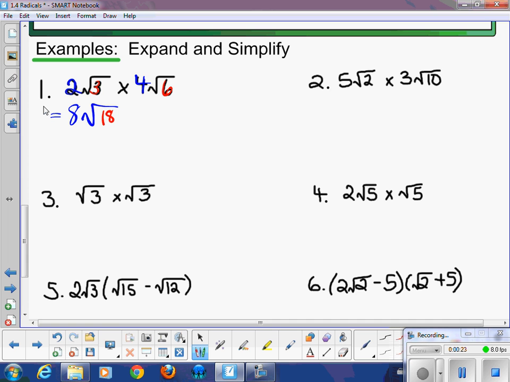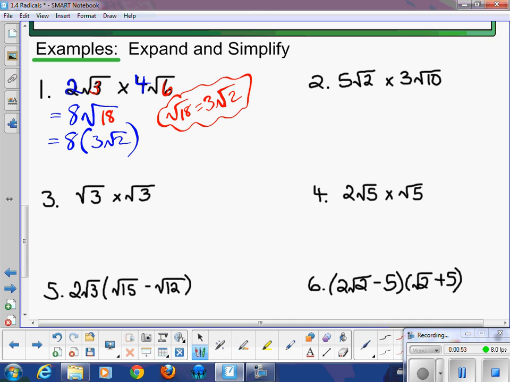Now it's not in simplest form, however, because the square root of 18 I should recognize as being the same as 9 times 2. So that would be 3 square root 2. Sorry about that. Shouldn't be a 3, should be a 2. Okay, so if you need to reduce something, sometimes it works well if you put it to the side as your rough work so you can do some thinking. So this 8 needs to be multiplied by 3 square root 2.